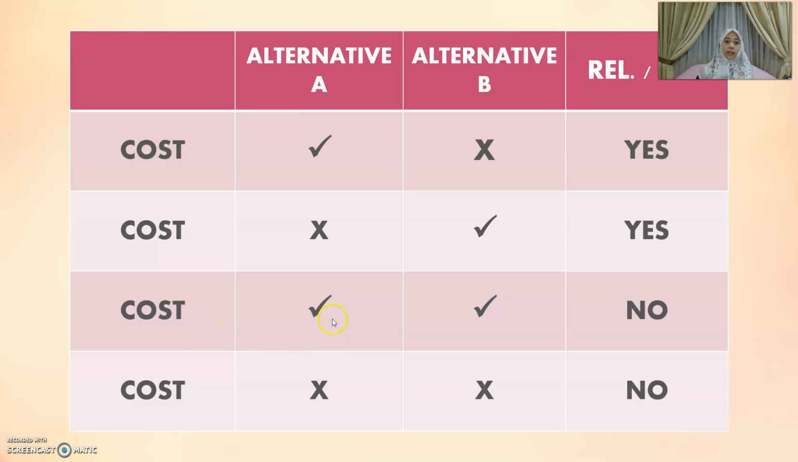Okay, the third one, if you have a certain cost and you have to incur that cost if you choose alternative A and you also have to incur that cost if you choose alternative B, then in that case, we will say that that cost is irrelevant. The same goes if that cost for alternative A you don't need to incur and for alternative B you also don't need to incur that particular cost. So in that case, you can say that that cost is irrelevant.